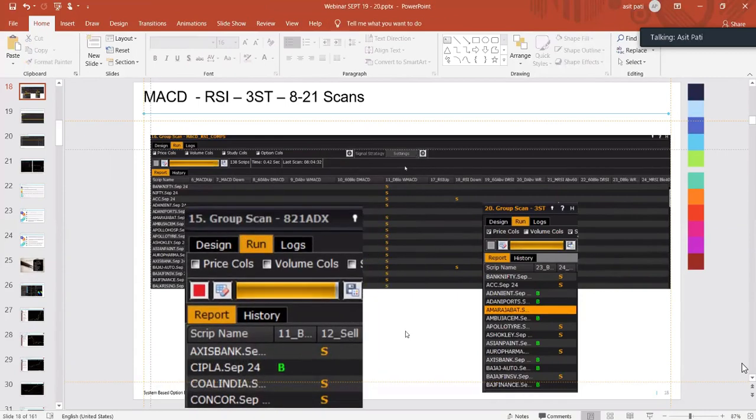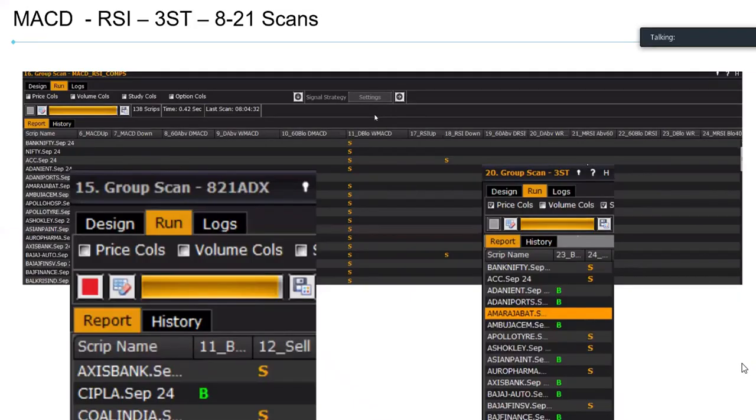Okay, can you see the PPT? Now look at the headings. I'll just run you through the MACD and RSI. I'll talk about RSI a bit, and give a brief on that also. MACD up means MACD is above MACD average. MACD down means MACD below MACD average.